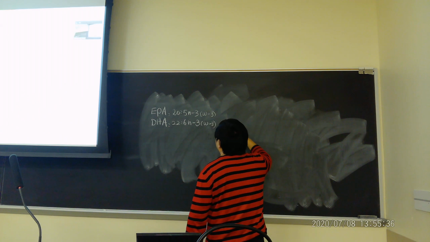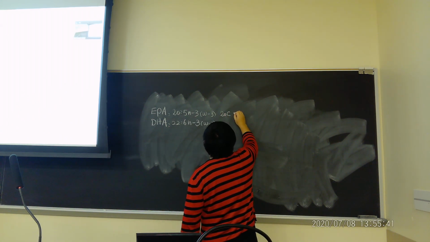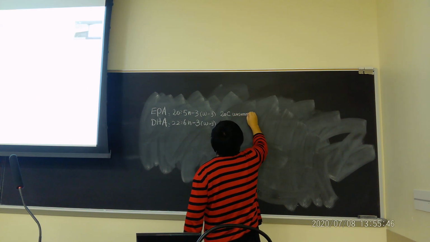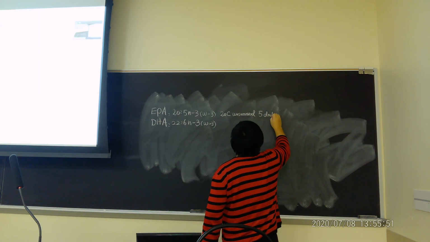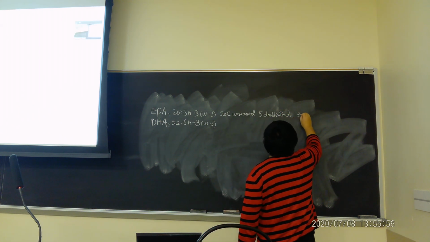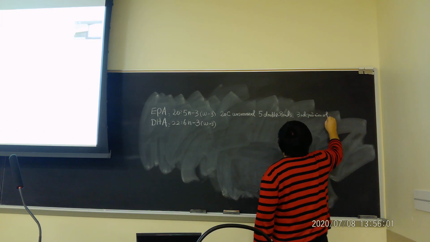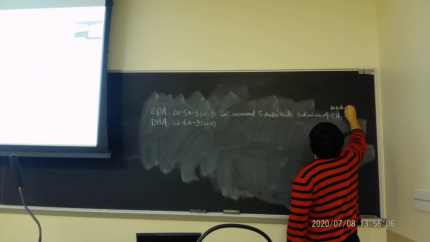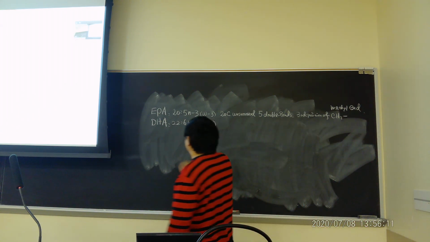What this tells us is this is 20 carbon. Of course, it's an unsaturated fatty acid. How many double bonds? Five double bonds. The first one comes from the third position of the methyl end. Methyl end. Okay, that's called omega-3. This is the same thing.